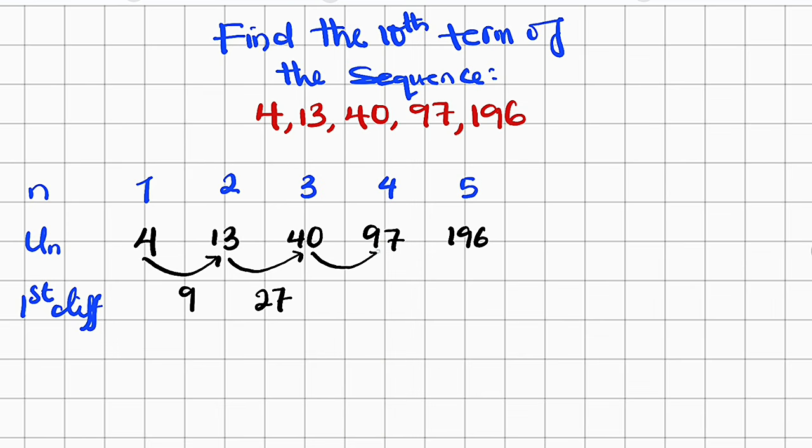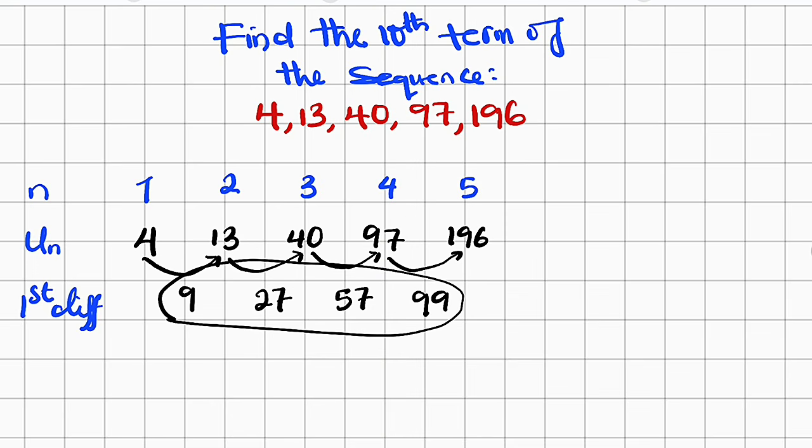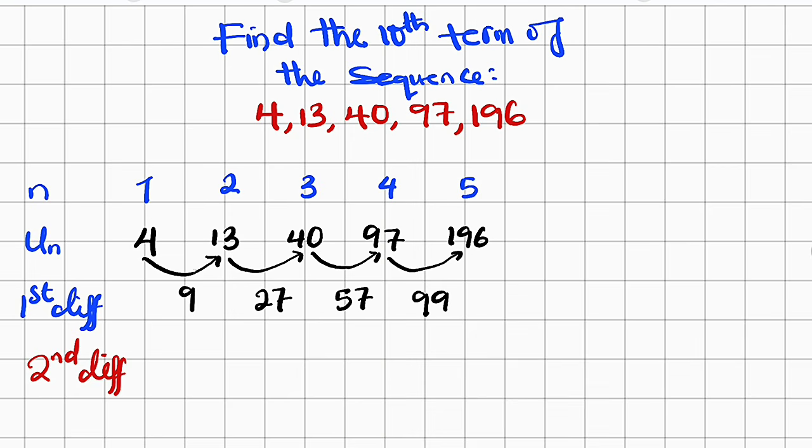What number can be added to 40 to get 97? The number is 57, so we have 57 right here. What number can be added to 97 to get to 196? The number is 99. And you can see that all these numbers are not the same. They are entirely different. Then you move to the second difference. Had it been that we got a constant common difference here, then we could finalize that this is a linear sequence. Now let's move to the second difference.